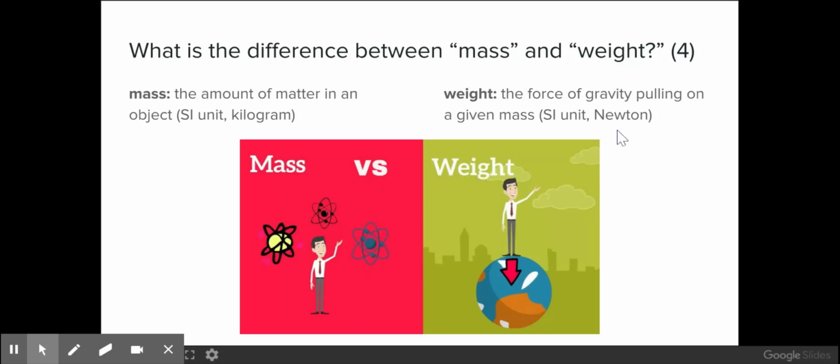The weight of an object, on the other hand, is the force of gravity pulling on that given mass, measured in newtons. For instance, the Earth pulling on a mass can be measured as a force. If you take an object and move it up to Mount Everest, you're a little bit further from the center of the Earth, and you would feel less weight, less gravity. So weight is determined by the position of the two objects that are attracted together.